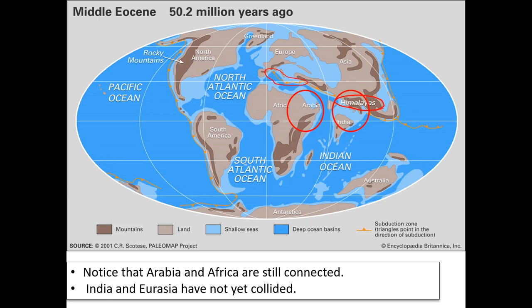Okay, so another thing I'm going to point out is that Arabia, the Arabian Peninsula, has not yet broken off from Africa. So notice they're still connected here, and India has not yet begun to collide here.